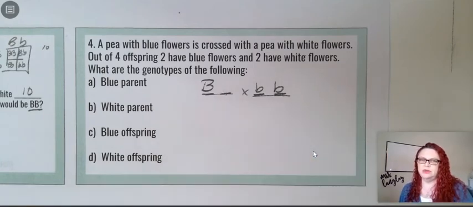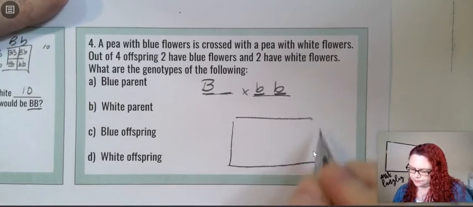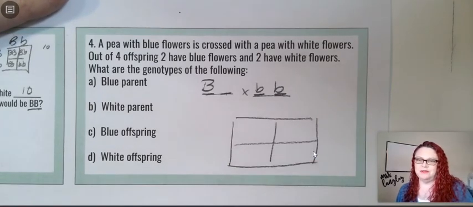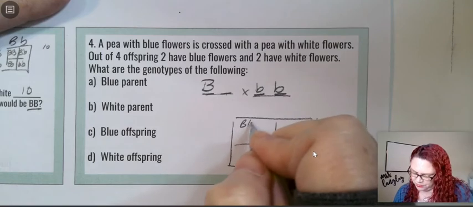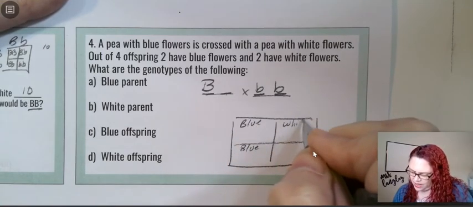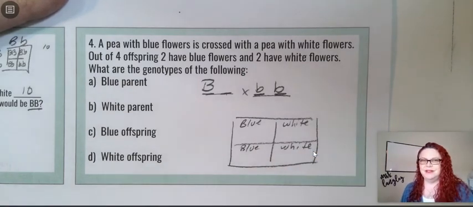Okay, so it says I do a cross of these individuals. Now, it says that in that cross, I wind up with 4 offspring. Well, I have 4 boxes. 2 are blue and 2 are white. So blue, blue, white, white. All right, what are the genotypes of everybody?